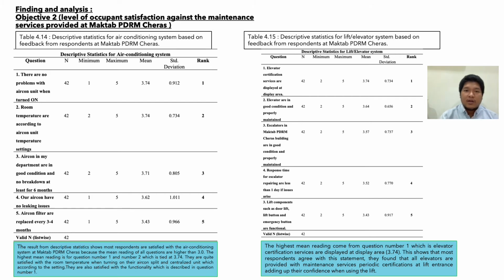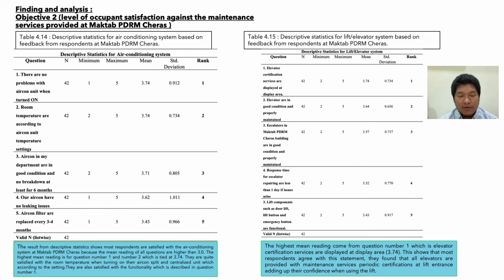As for the lift and elevator system, it's the same as air conditioning. All questions have mean readings higher than 3.0. There are 5 questions as well, which they mark on the Likert scale, and most occupants state that elevator certification is displayed at the display area, so they are quite satisfied with it. And the lowest would be lift components such as door buttons, lift buttons and emergency button being functional.